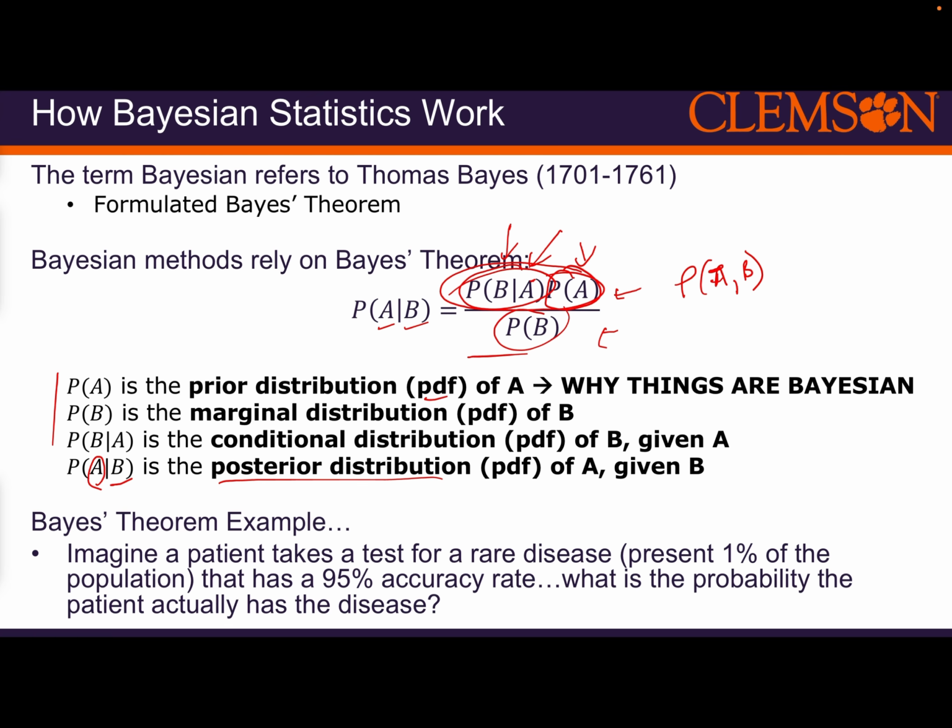Okay, here's an example. Imagine a patient takes a test for a rare disease, some type of biological marker test. And let's say that rare disease is present in 1% of the population, but that the test has a 95% accuracy rate. What is the probability the patient actually has the disease?